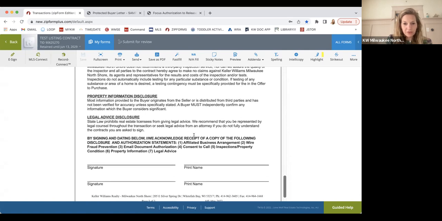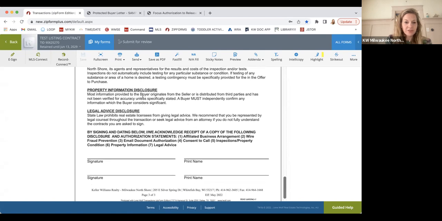Property information disclosure. So just another checkpoint for us to say that most information provided to the buyer originates from the seller or is distributed from third parties and has not been verified for accuracy. A buyer must independently confirm any information which the buyer considers significant. So there are similar disclosures in an offer and in the buyer agency agreements.